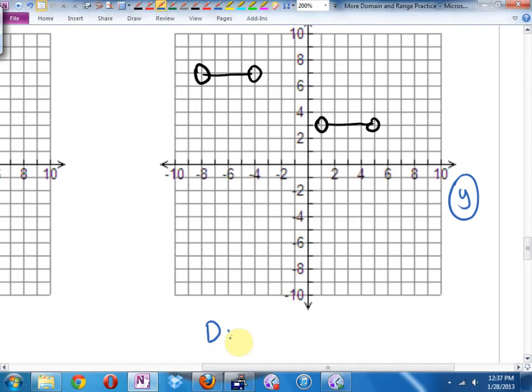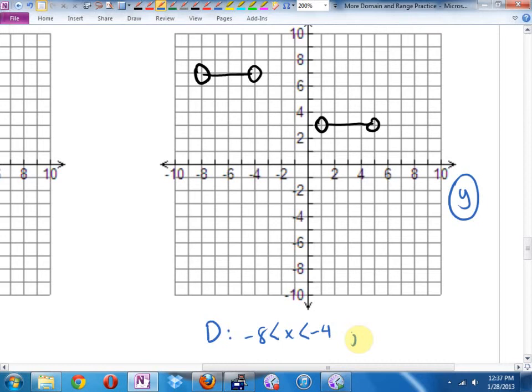Domain. It's going to be 2 statements here. Let's do the first line. How far left? Negative 8. How far right? Negative 4. Touching. So I'm going to write that as -8 less than or equal to x less than -4, comma, or include also.